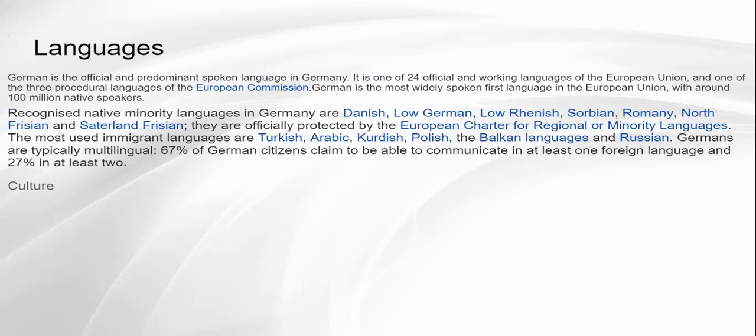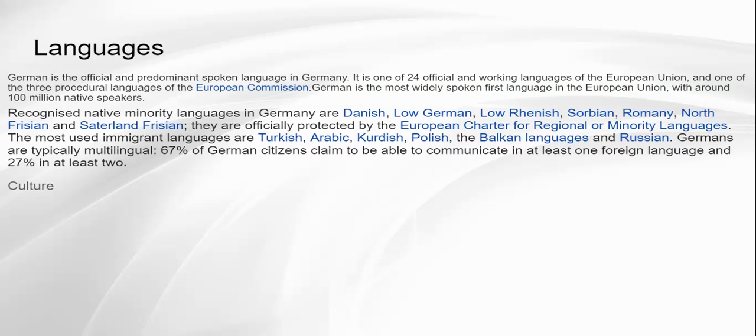The most used immigrant languages are Turkish, Arabic, Kurdish, Polish, the Balkan languages, mostly Serbo-Croatian, and Russian. Fun fact: Berlin, Germany has the highest number of Turkish people outside of Turkey.